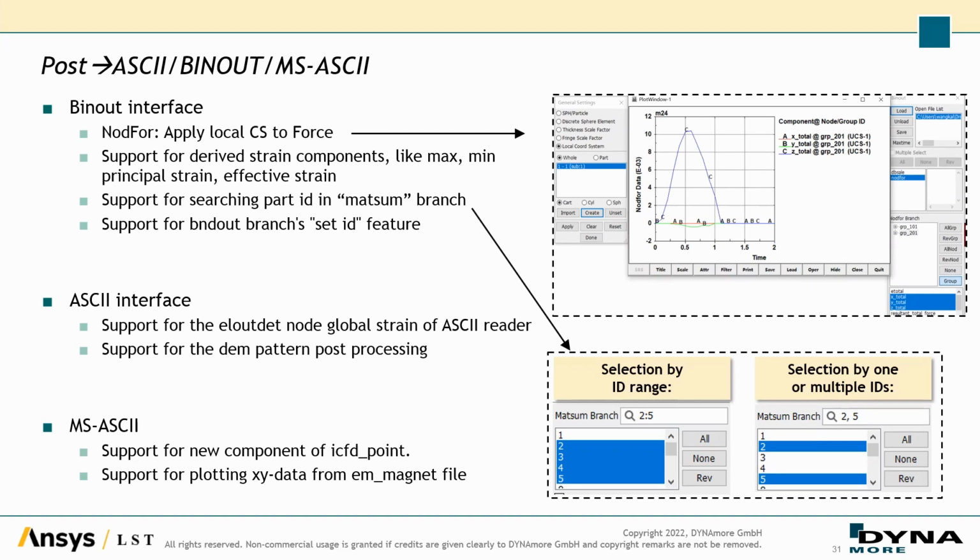For the BND out branch, there is an option ZID to select your result values by ZID. In the ASCII interface, support for the LOUT node global strain of ASCII reader, support for the DEM, discrete element method, pattern post-processing, and MS ASCII support for new components of ICFT point, and support for plotting XY data from EM magnet file.